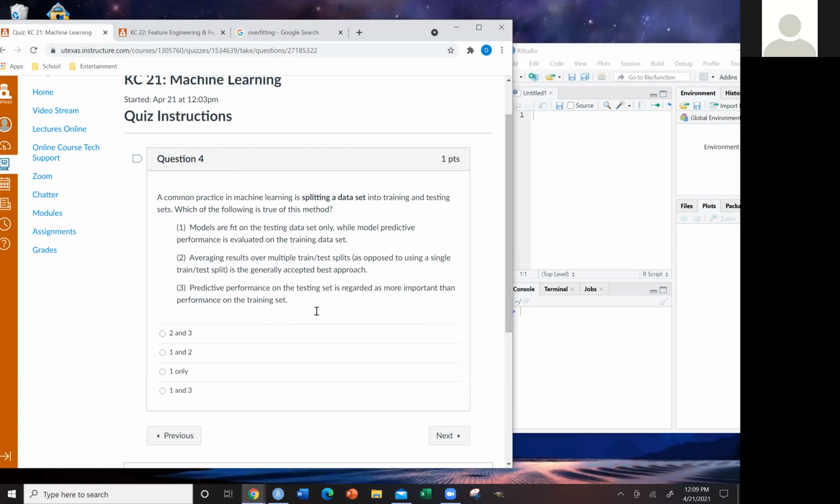Predictive performance on the testing set is regarded as more important than performance on the training set. I might be inclined to say that. I would say sure. We've also said 2 is true for sure. What's weird is that we already know what the answer is by virtue of 1 being false, right? Because that makes me want to reread answer choice 1 in case I'm wrong. Models are fit on the testing set only. No, training set fits the model, and then performance is measured on the testing set. So we know 1 is false, and that makes answers B, C, and D all incorrect by default. Cool.